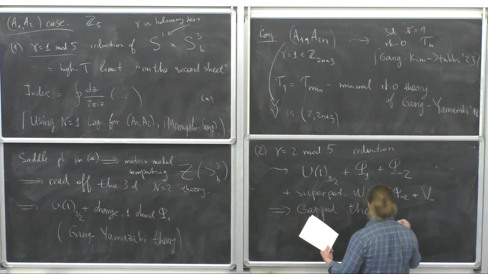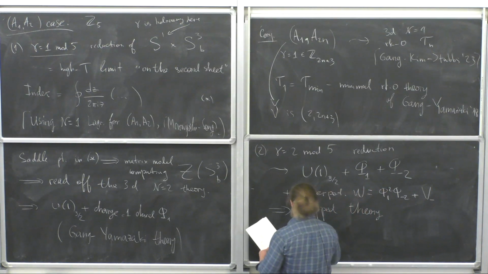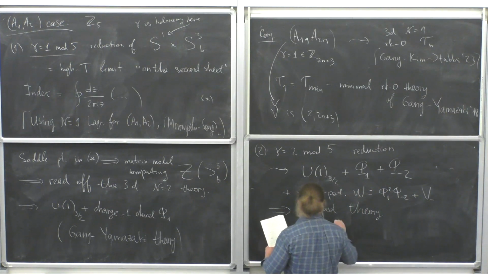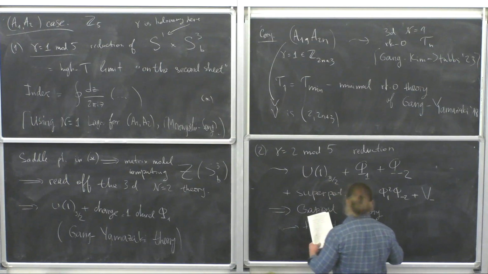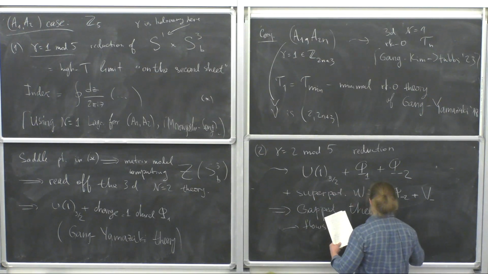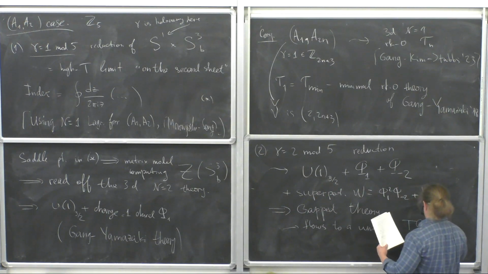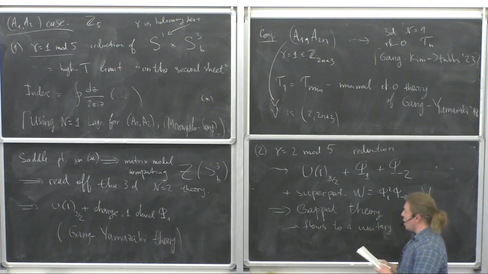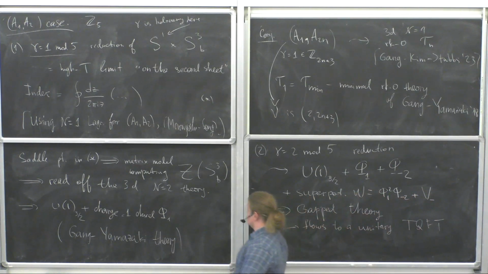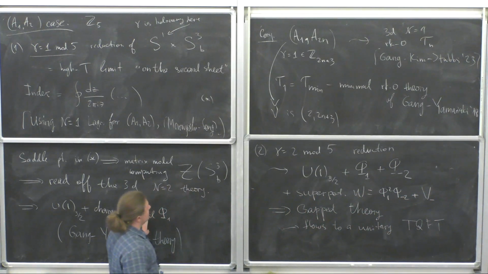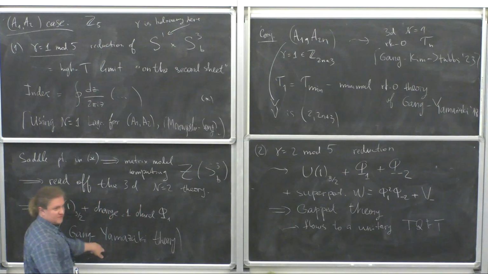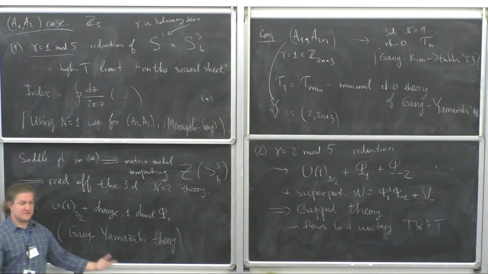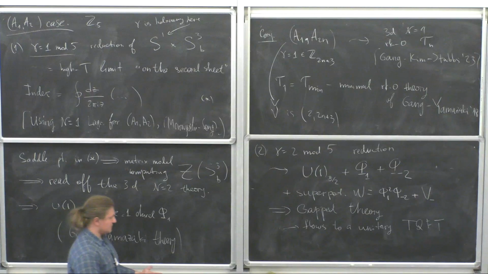And being gapped, it just flows to a unitary TQFT. Whereas in this case, if I take this theory and perform its topological twist, I get the Lee-Yang TQFT, which is non-unitary.